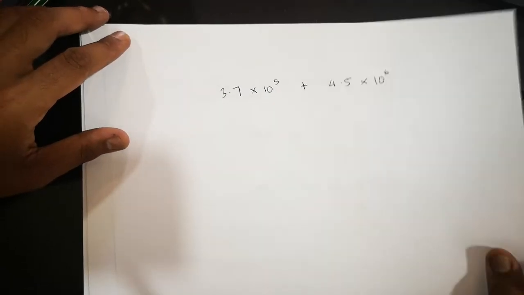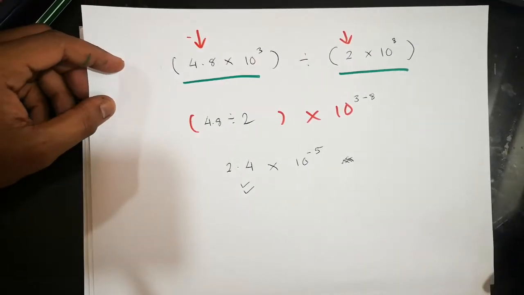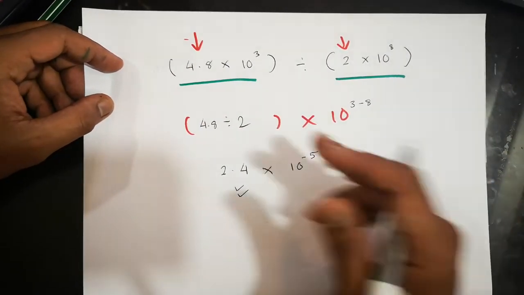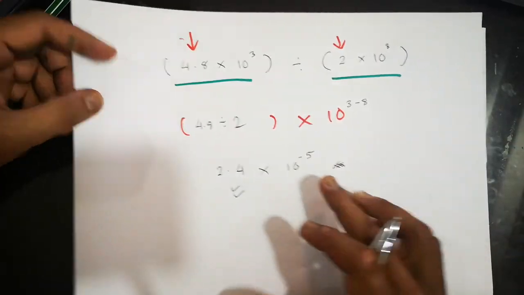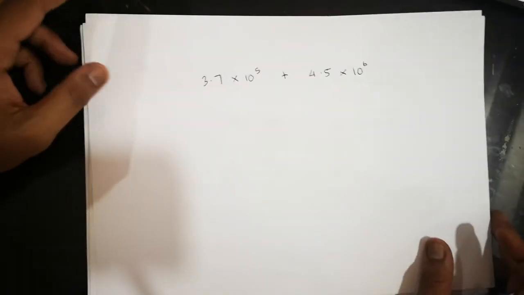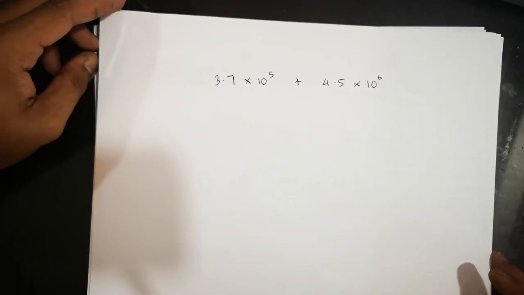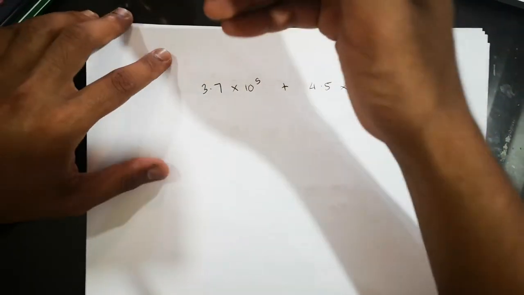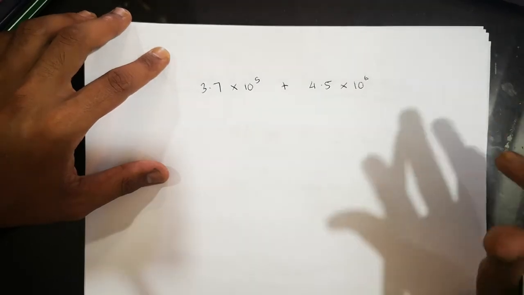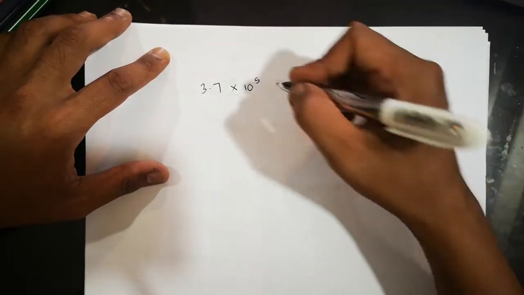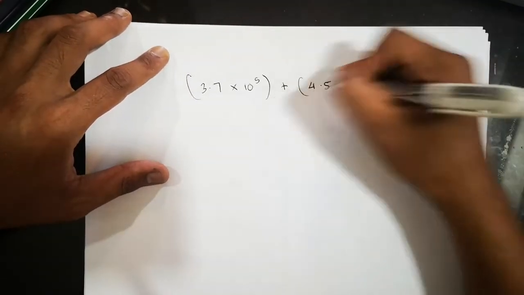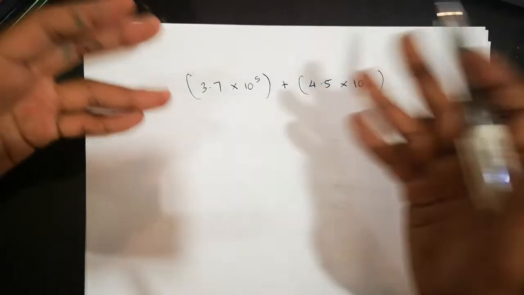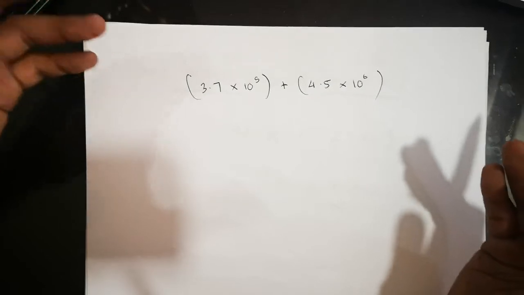As you can see, multiplication is just so simple. You take the A, you multiply them together or divide them, then plus or minus the power. For addition and subtraction it is slightly different, but very simple also. What I'll do first is separate them by putting in brackets, so you know which are the two expressions that you have.